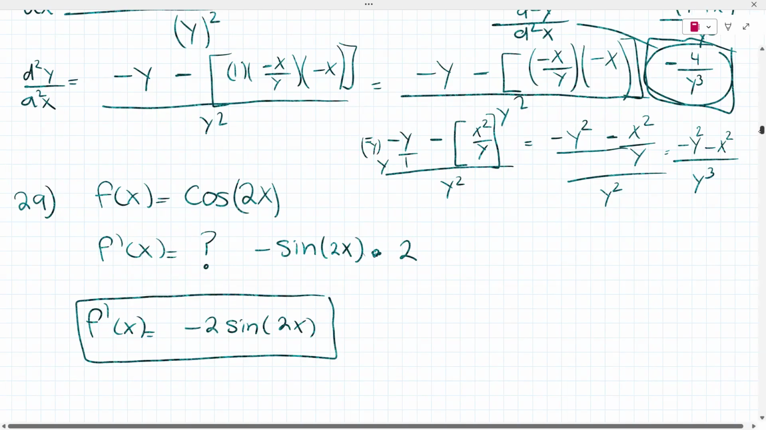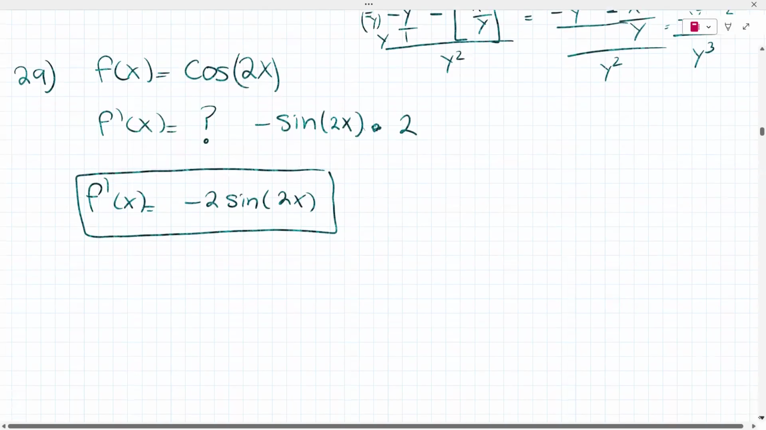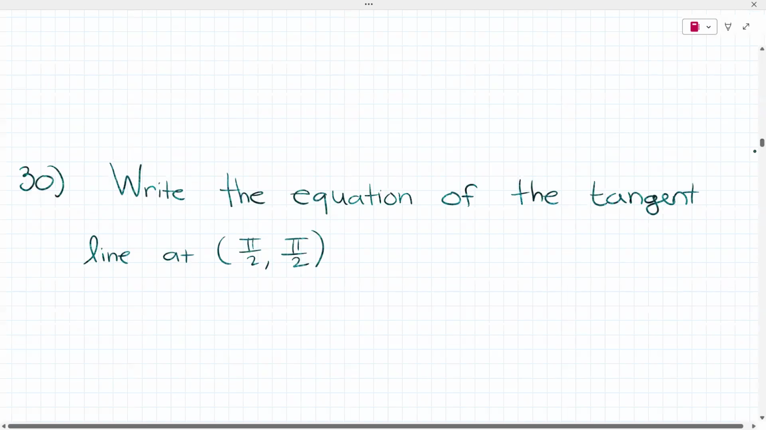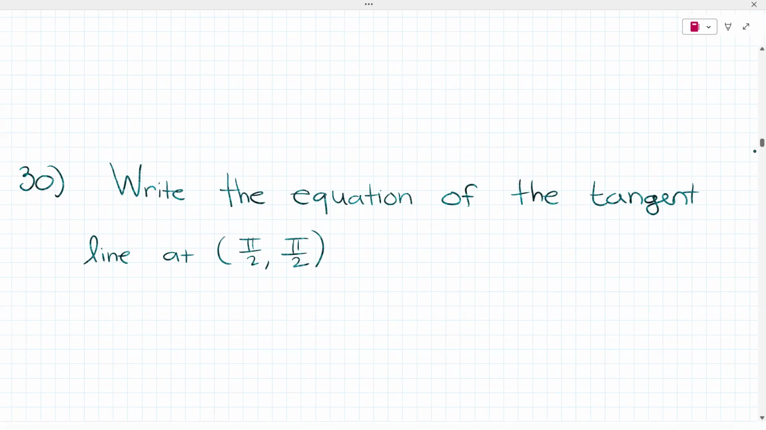Okay, number 30. Number 30 says write the equation of the tangent line at pi over 2, of the equation y equals x sin of x. So write the equation of the tangent line at the point pi over 2, comma pi over 2 on the equation y equals x sin of x.